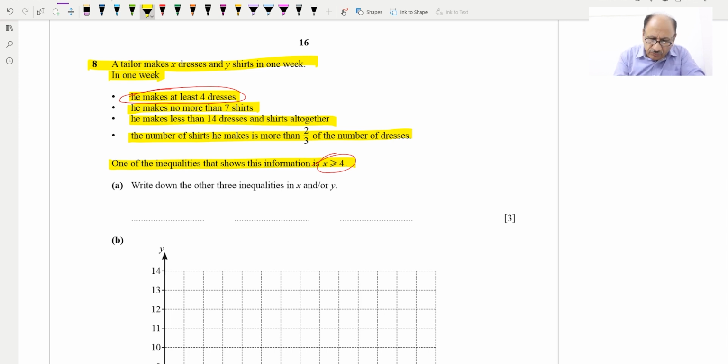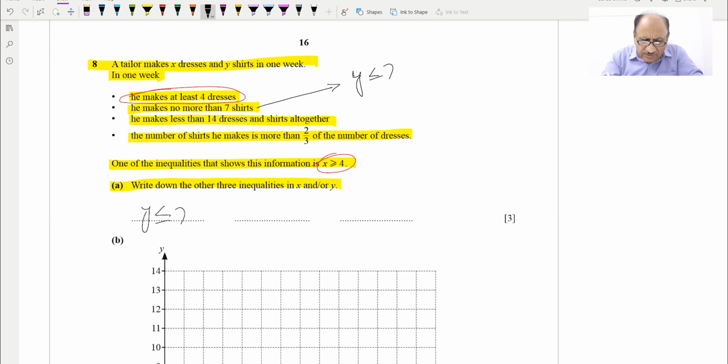And what we have to do in part a is write down the other 3 inequalities in x and y format. So we can write this one: he makes no more than 7 shirts, so y is less than or equal to 7.